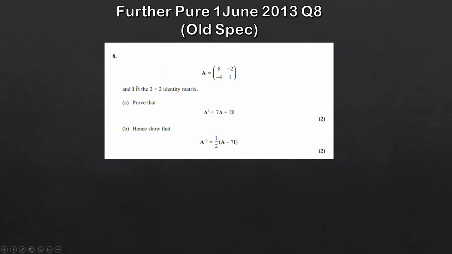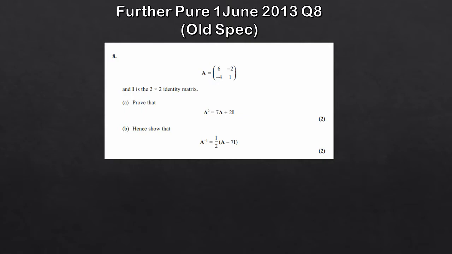So we've got a bit of a shorter one here. We've just got a 2 by 2 matrix A, and we're told I is the 2 by 2 identity matrix. So part A just asks us to prove that A squared is equal to 7A plus 2I. So hopefully the first part's not too tricky, just a little bit of basic matrix multiplication, multiplying by scalars and addition of matrices.